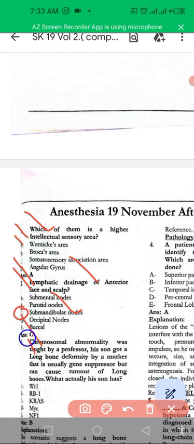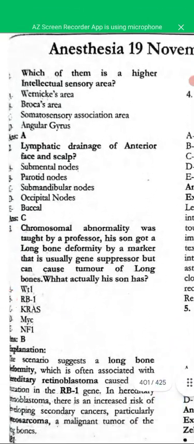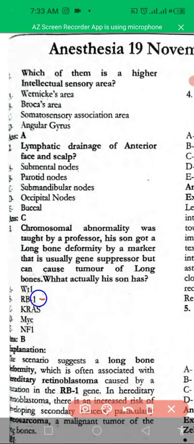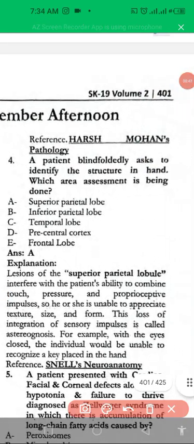Chromosomal abnormality was thought by Professor Sunkart to be a long bone deformity marker. Which suppressor gene has a long bone deformity? That is the retinoblastoma 1 gene. Next one is a patient who is blindfolded and asked to identify the structure in the hand for the assessment being done. That is the superior parietal lobe.